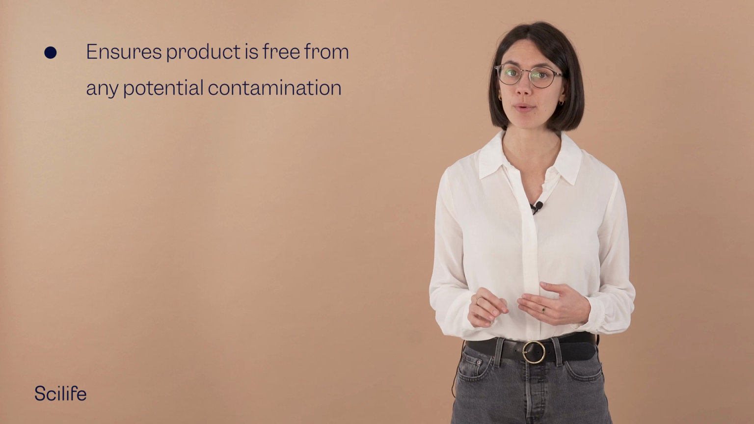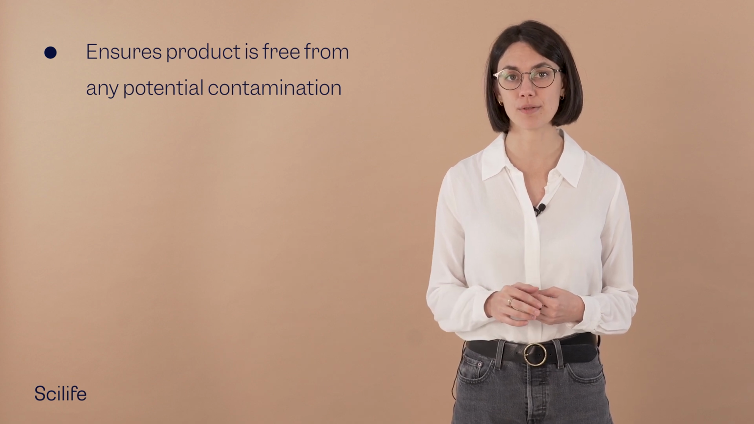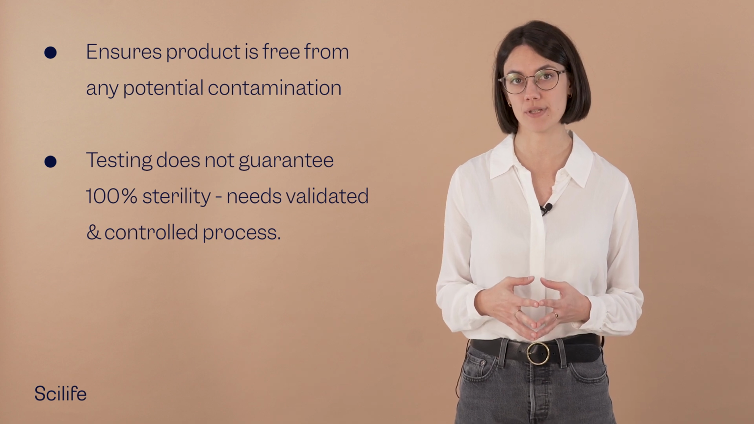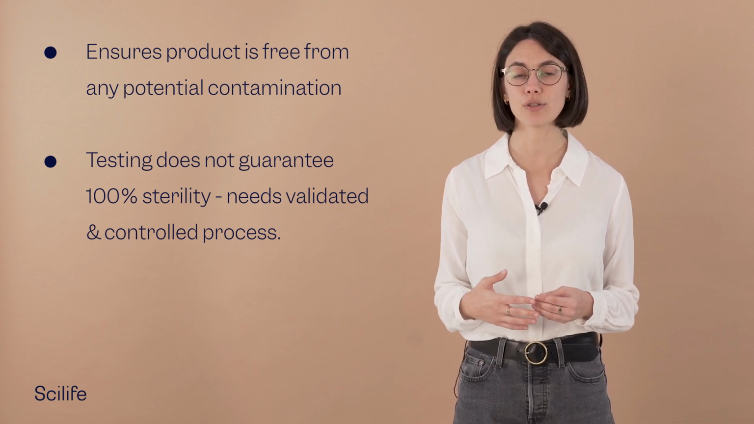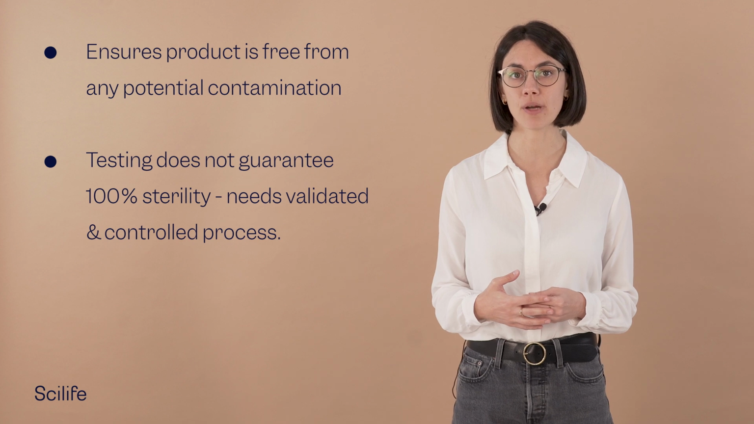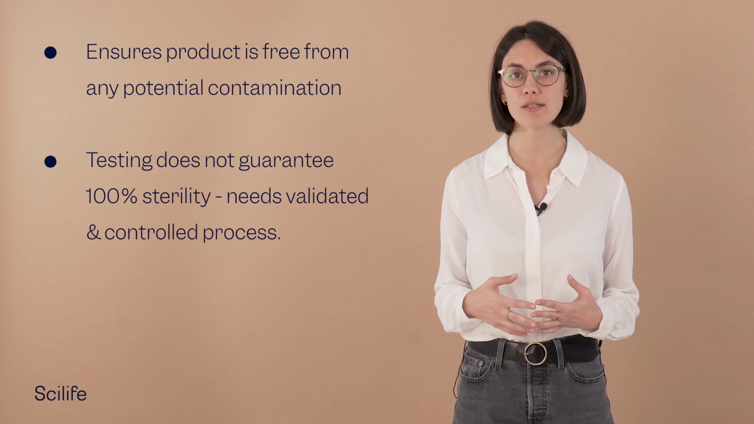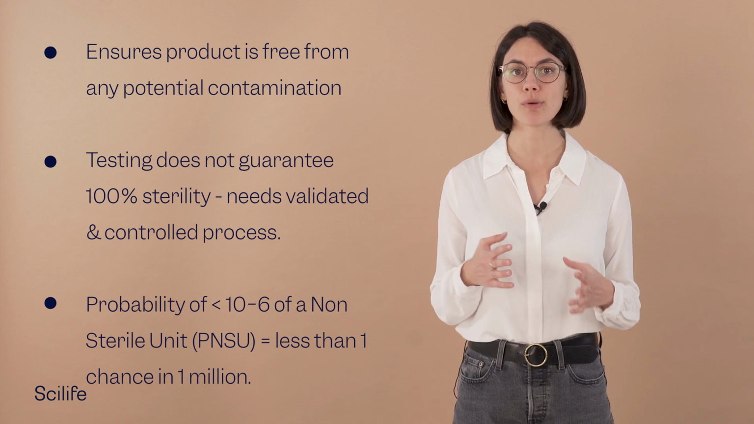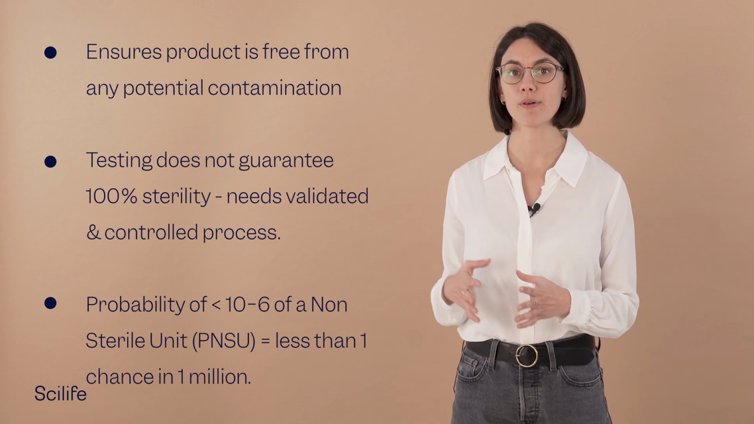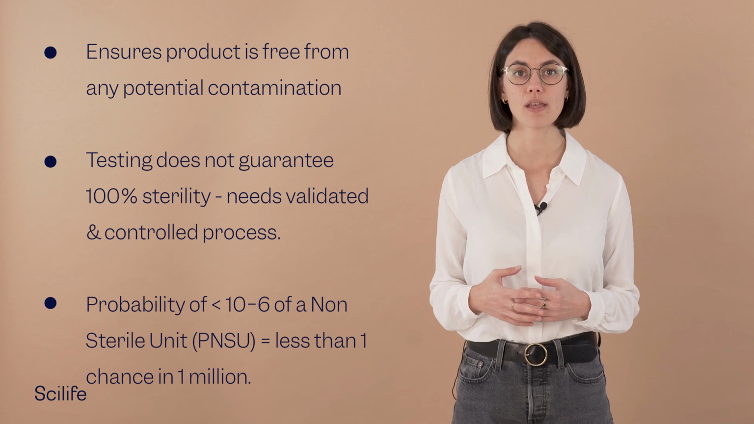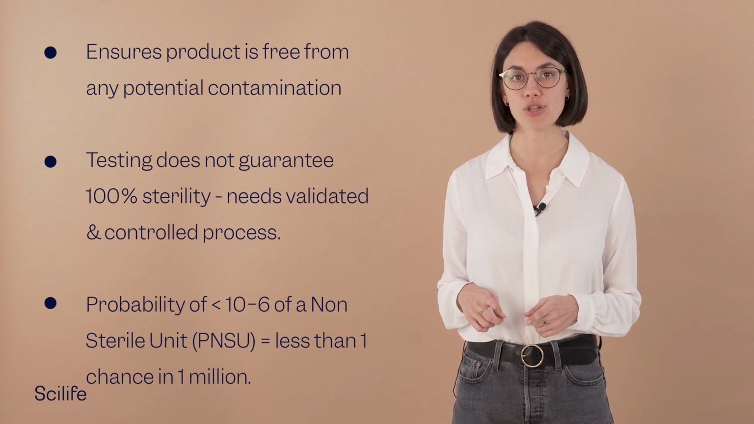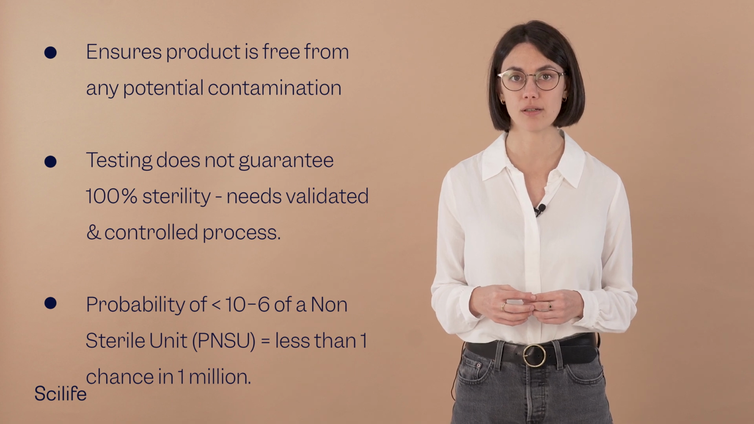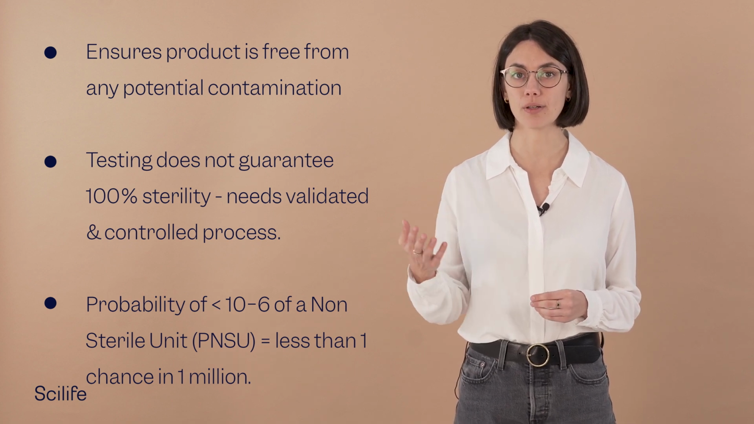The concept is simple, but it is difficult to establish in absolute terms. In essence, testing cannot guarantee sterility 100%. It has to be assured by a valid, controlled, and appropriately designed manufacturing process. The process needs to be validated and controlled. It is often expressed in terms of the probability of less than 10^-6 of a non-sterile unit. This limit means less than 1 chance in 1 million that viable bioburden microorganisms are present. We'll look at this concept later on.